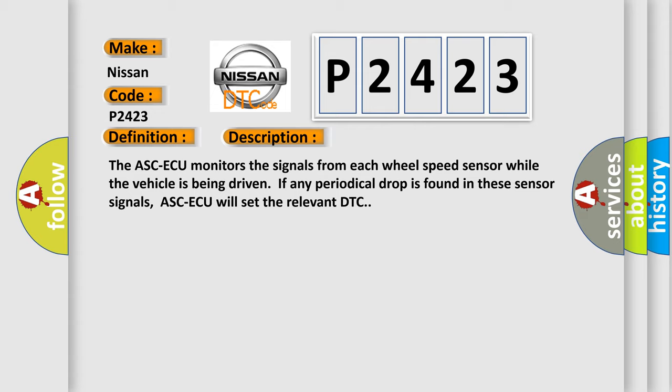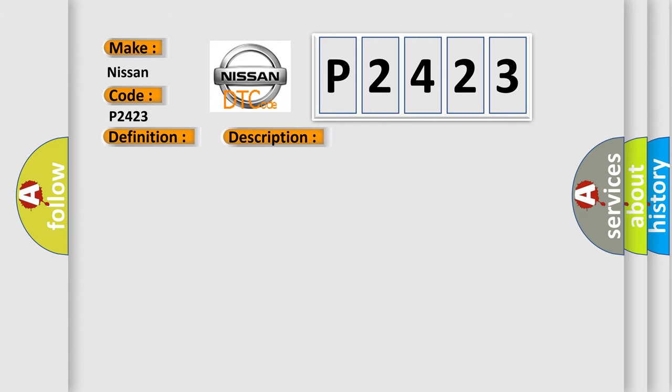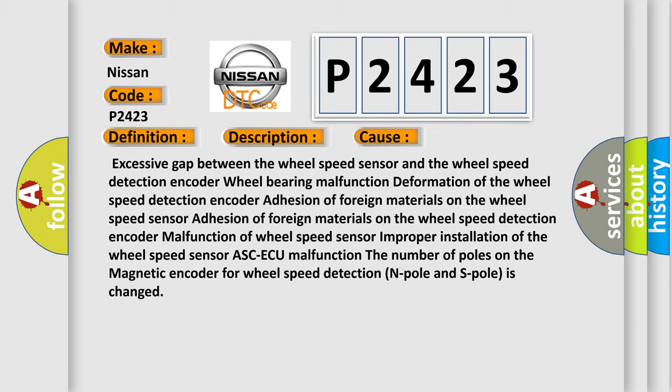This diagnostic error occurs most often in these cases: excessive gap between the wheel speed sensor and the wheel speed detection encoder, wheel bearing malfunction, deformation of the wheel speed detection encoder, adhesion of foreign materials on the wheel speed sensor, adhesion of foreign materials on the wheel speed detection encoder, malfunction of wheel speed sensor, improper installation of the wheel speed sensor, ASC-ECU malfunction, the number of poles on the magnetic encoder for wheel speed detection, N pole and S pole is changed.